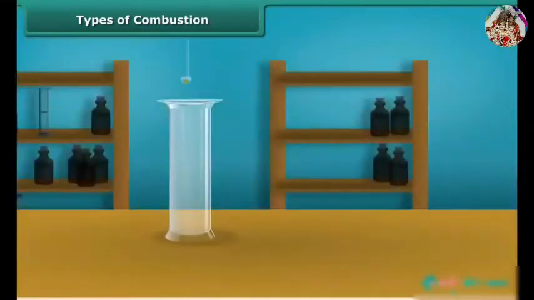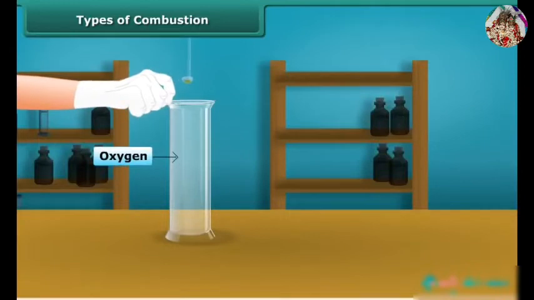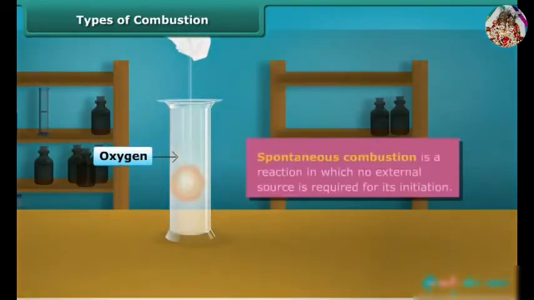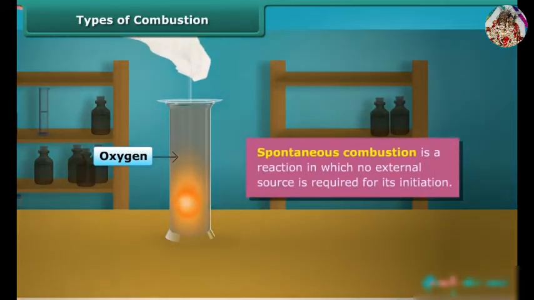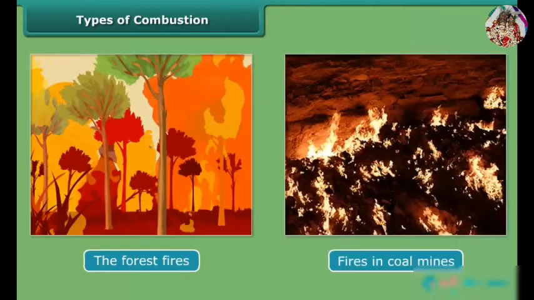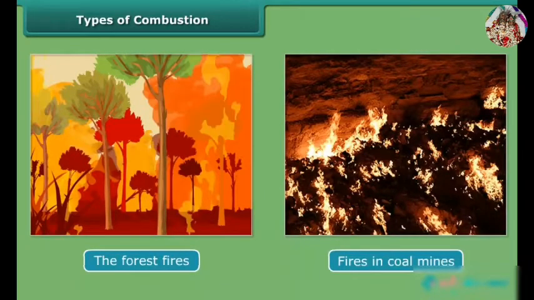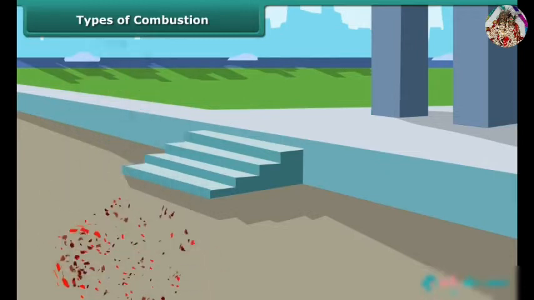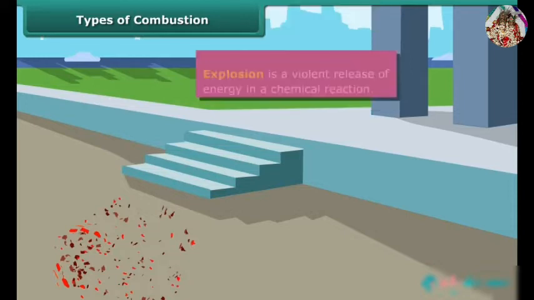When white phosphorus is left in the open for some time, it catches fire. This type of combustion is called spontaneous combustion. Other examples of spontaneous combustion are the forest fire and fires in coal mines. You must have used fireworks during festival days. What happens when the cracker burns? The burning of a cracker produces a large amount of heat, light, and sound. This type of combustion is called explosion.